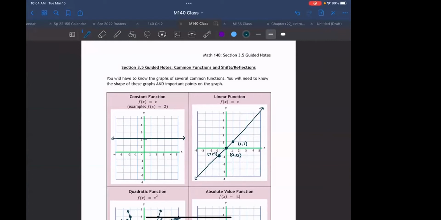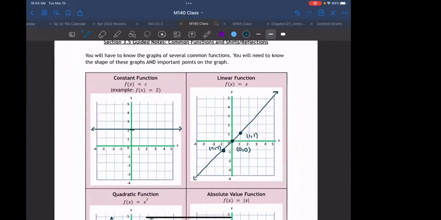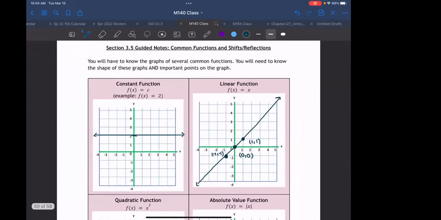This is very important for your quiz, because this is probably what your quiz is going to look like. We went through yesterday, very briefly, some of the most common functions and their graphs. We did the constant function, the linear function, the quadratic function. It's very important to know the shape of these graphs, what they look like overall. It's also important to know the very basic points, what -1 spits out, what 0 spits out, and what +1 spits out.